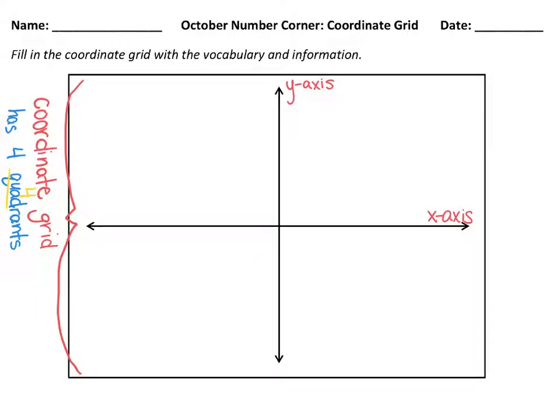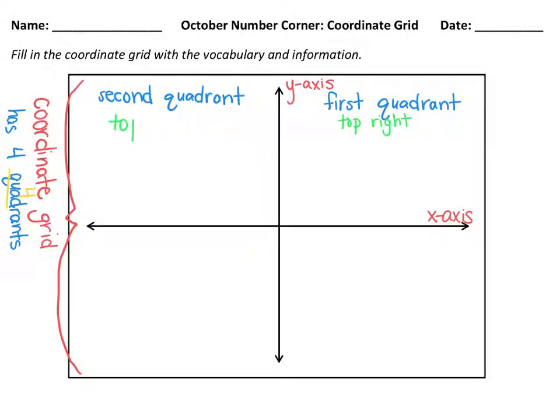So the first quadrant is right here. It's everything above the x-axis that is to the right of the y-axis. So over here, we're going to write first quadrant. The first quadrant is always in the top right. Okay, then the second quadrant is still above the x-axis, but it's to the left of the y-axis. So we have the second quadrant, which, just to remind you, is in the top half, but on the left.